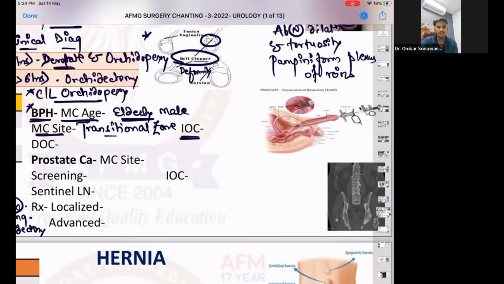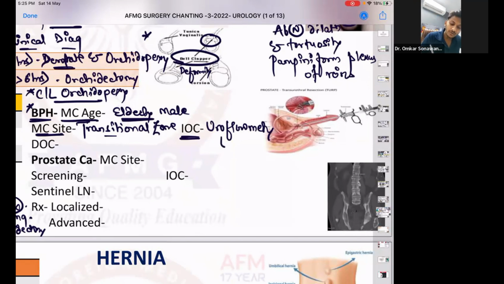The initial investigation that I will do if a patient comes to me is a digital rectal examination. On that, I can feel an enlarged prostate. Investigation of choice, important, would be uroflowmetry. Please remember, the investigation of choice would be uroflowmetry. I will check for the urine outflow. No issues with this. Yaad rakhna.